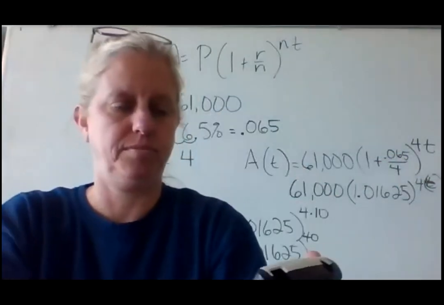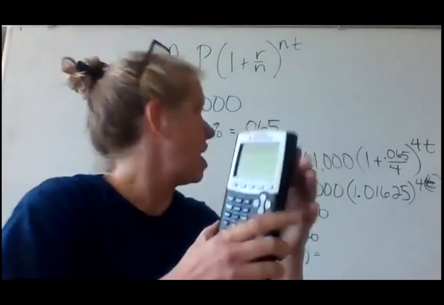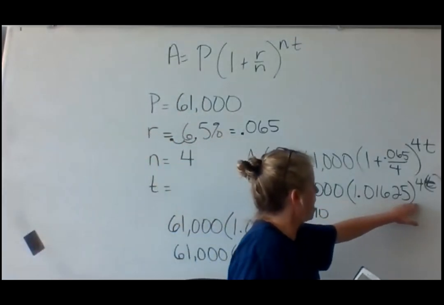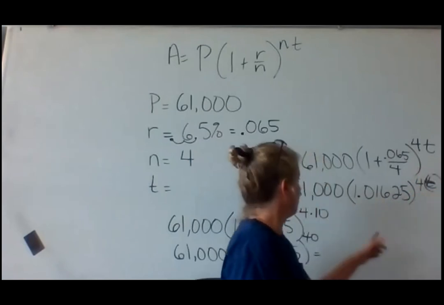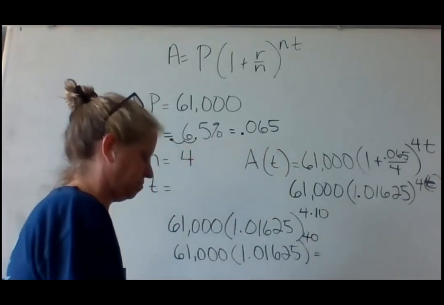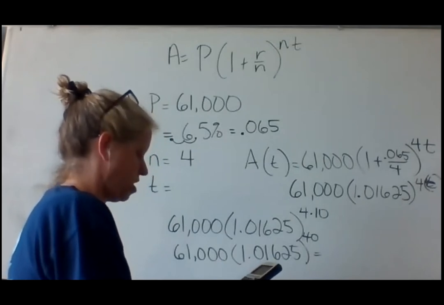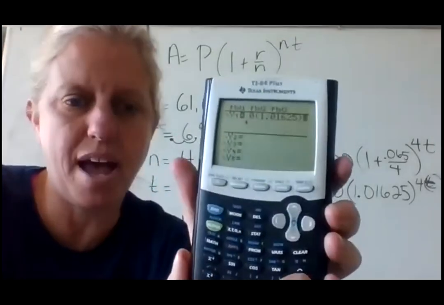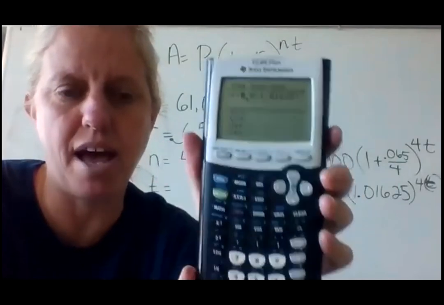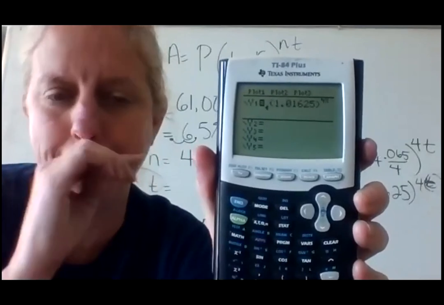Now, let me show you a trick. Go to your y equals and clear it out. Type this into your y equals. We don't have a t, just make it an x, right? That's your variable. That's what's changing. That's what's going to be your x. So if I put that in my y equals 61,000, open parentheses, 1.01625, close. Then I'm going to go up in my exponent, and I'm going to make my exponent 4, and I don't have a t, so I'll just make it an x.